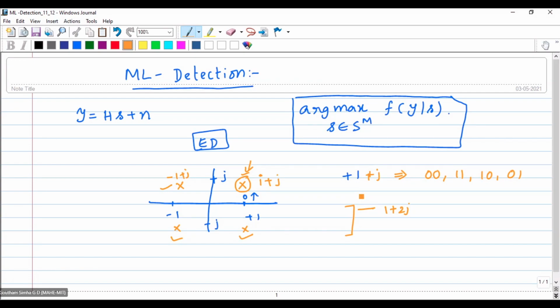That's brute force and selecting the maximum likely one. For 1 plus j, 1 plus 2j could be maximally likely. Now, if you have M transmit antennas with a signal alphabet, let's say S, the number of candidate vectors will be S to the power of M because of the constellation order, where S denotes the size of the alphabet.